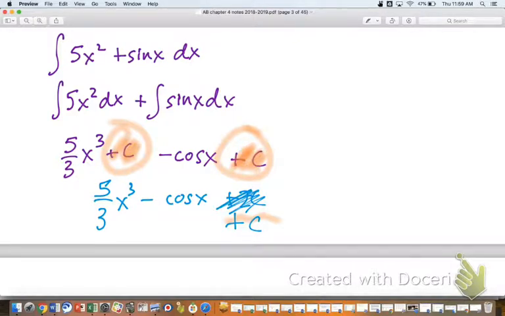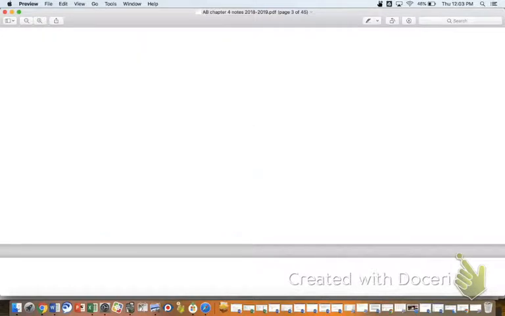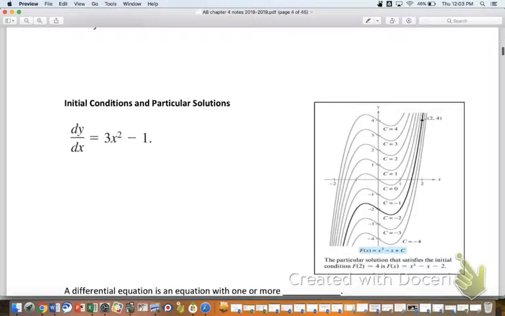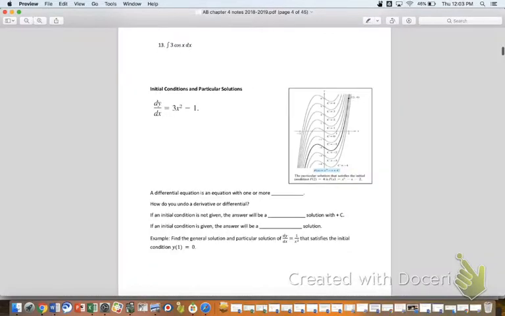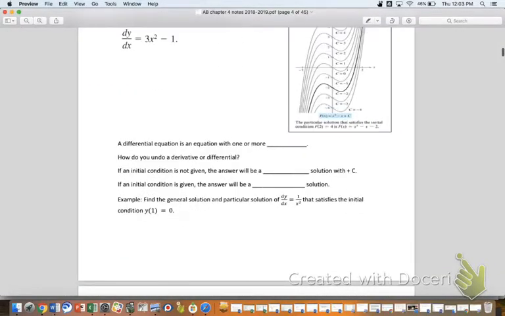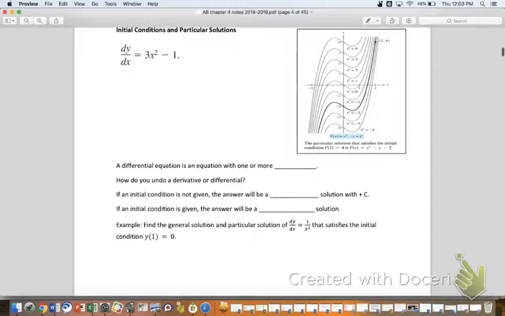Okay, so then let's do a little bit of work. We're gonna finish our class by finding out, under what circumstances could we actually figure out what the C is? And we'll go over a few pointers on quizzes and tests and stuff like that.